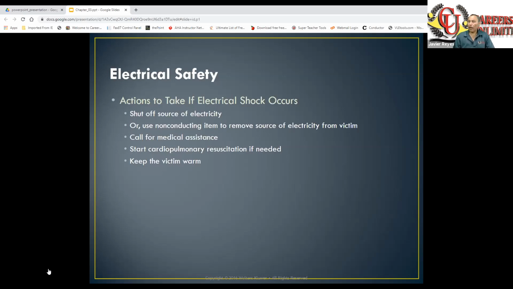If the patient does not have a pulse and they're not breathing, you're gonna have to start CPR, okay, and keep them warm. Remember these steps, guys. This is first aid. You're gonna help one of your fellow coworkers that got electrocuted. This is what you do. You have to make sure that you follow the steps, right?